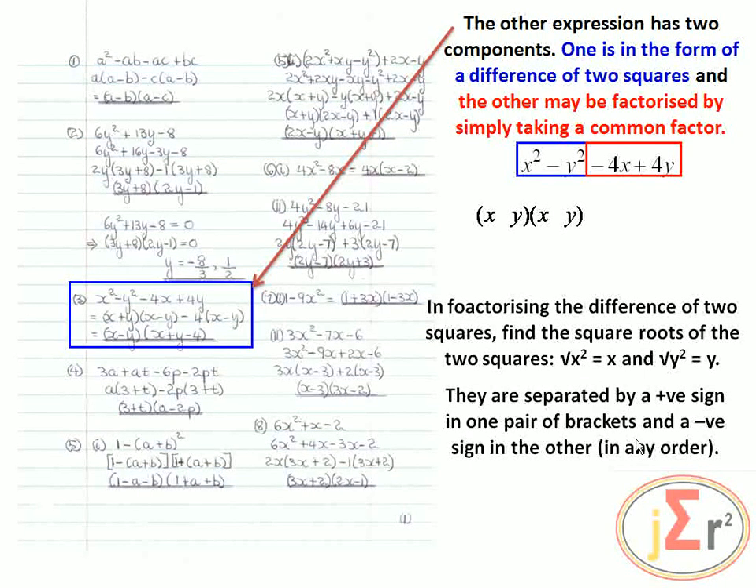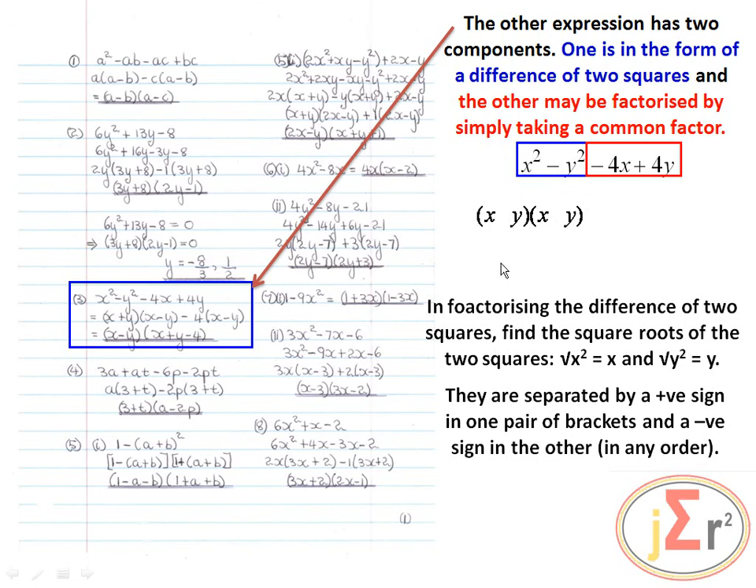They are separated by a positive sign in one pair of brackets and a negative sign in the other, and the signs may be in any order. So the negative goes first and the positive second. It may be that you want to put the positive first and the negative second, but irrespective of your choice, the answer is correct.